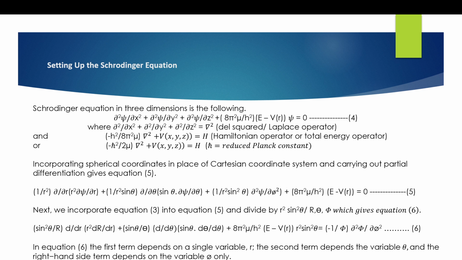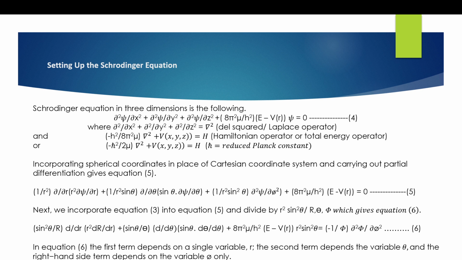Now we are going to set up the Schrodinger wave equation in 3 dimensions. You all must be familiar with this famous equation, equation 4. It is for a particle of mass m moving in 3 directions, x, y, z. Because here we have taken a 2-particle system, the hydrogen atom, instead of mass we have the reduced mass mu. Equation 4 describes its behavior well. Psi is the wave function.